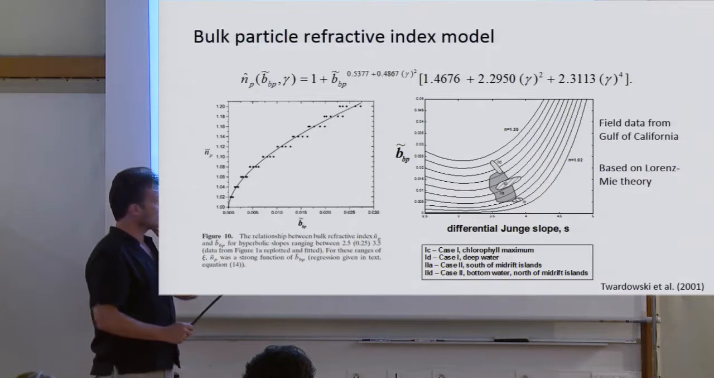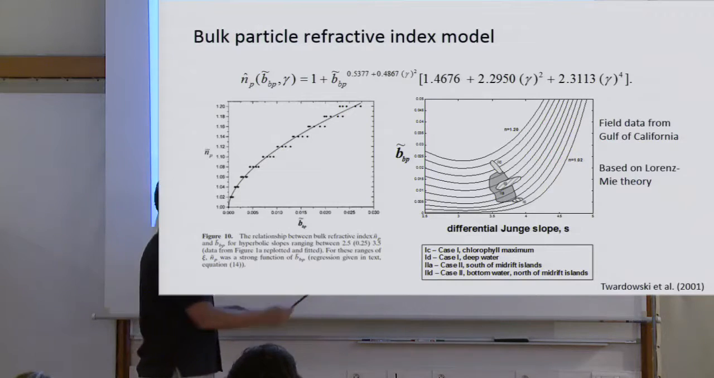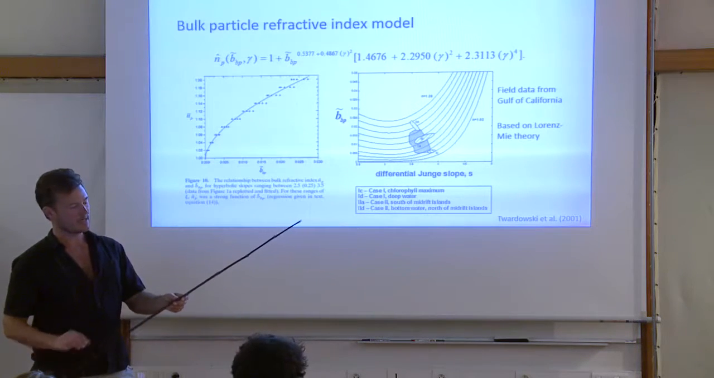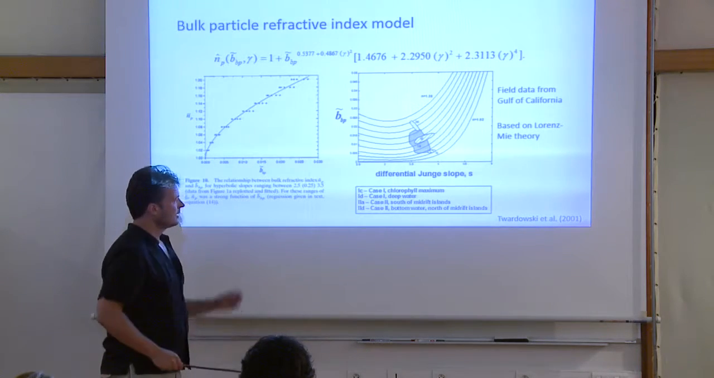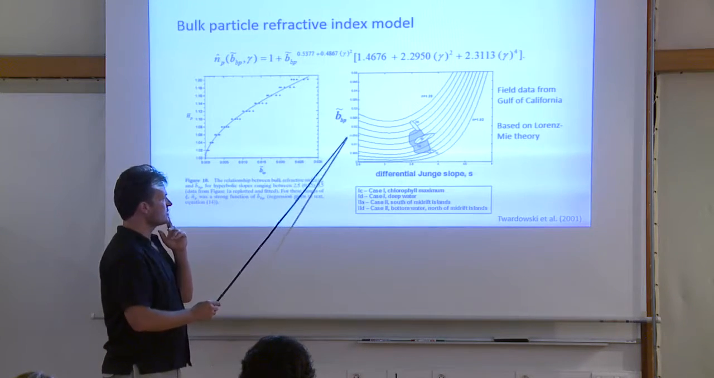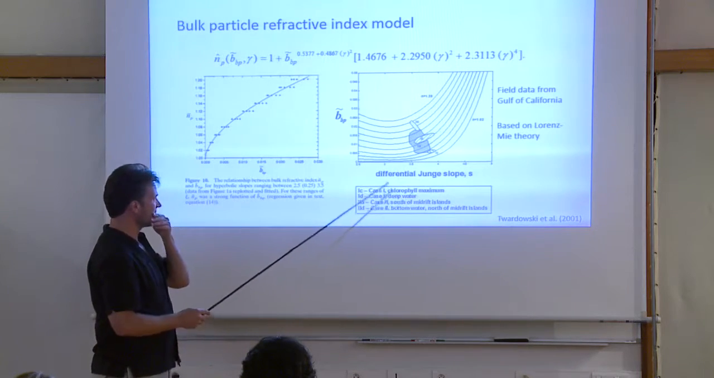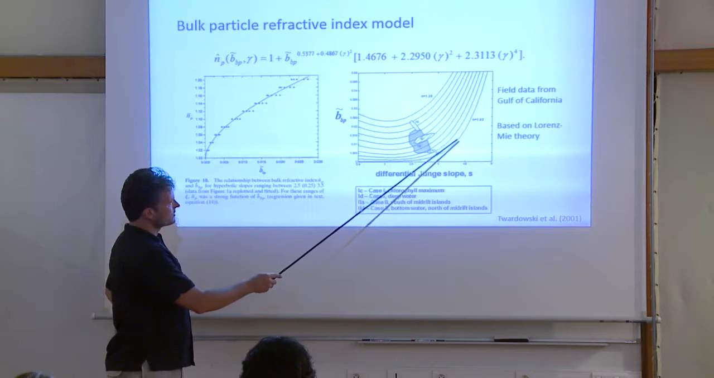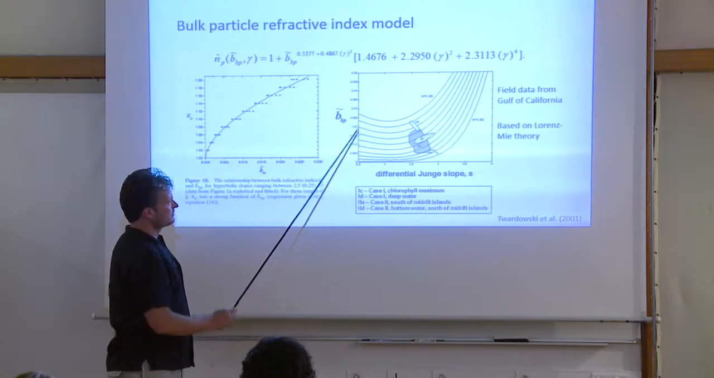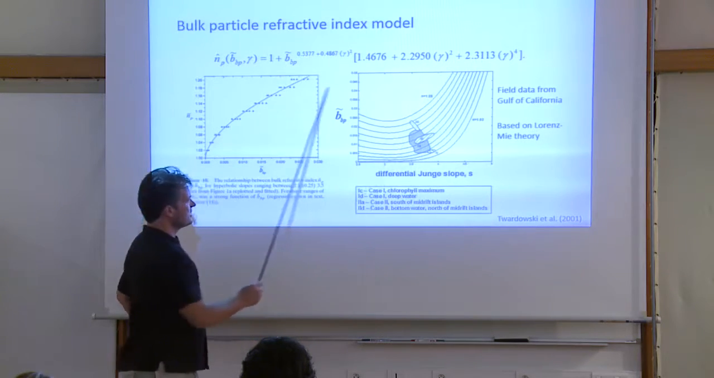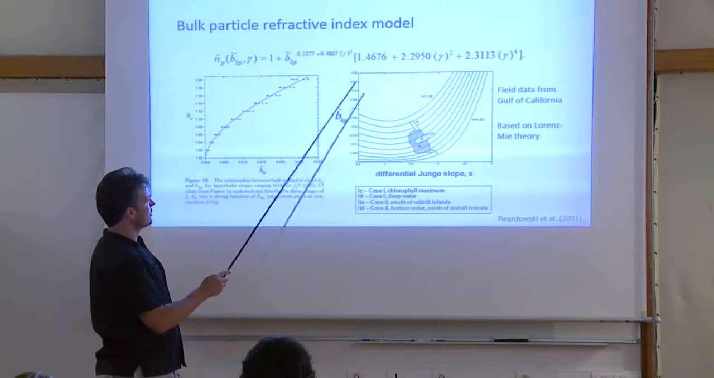And so for a population of homogeneous spheres, we used Lorenz-Mie theory, and for a population defined by that Junge-type relationship, which is a power law with a slope S, we calculated backscattering ratio and refractive index and just plotted it all here. And so you can see that for these different contours of refractive index, 1.02 to 1.2, the backscattering ratio goes up. So this was from Mie theory, and then we came up with an analytical representation of all these different contours so that you could invert it.